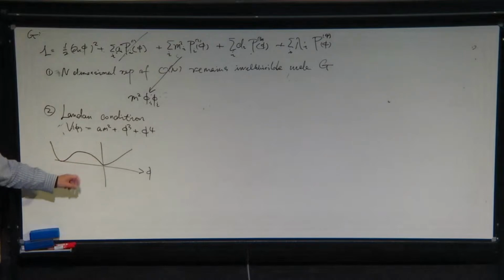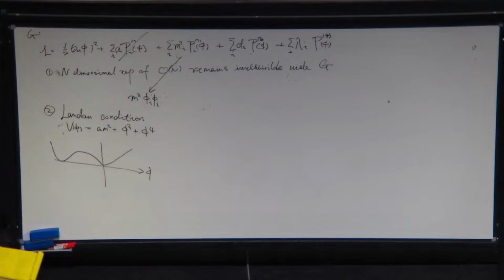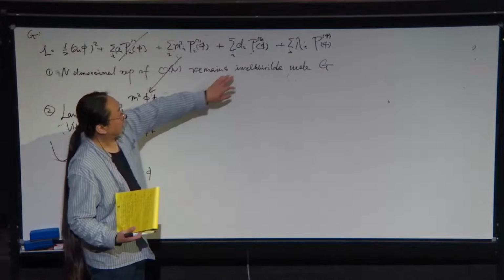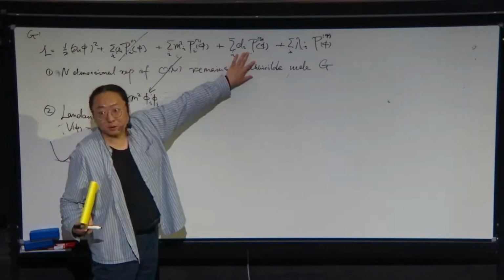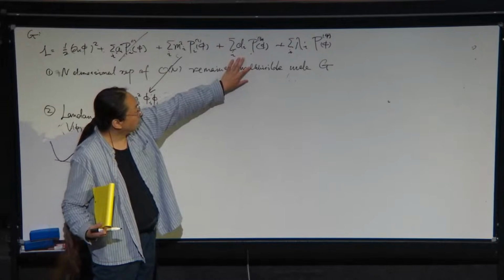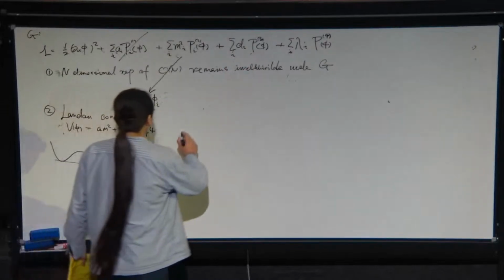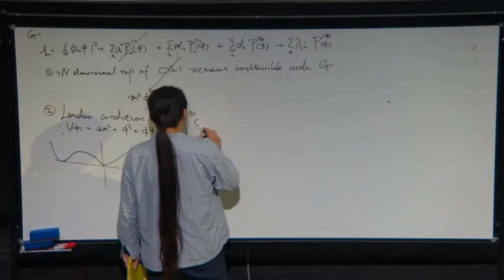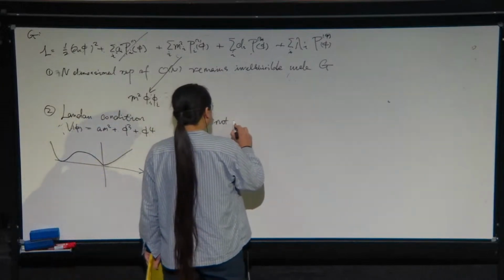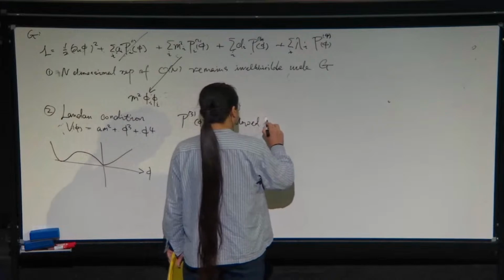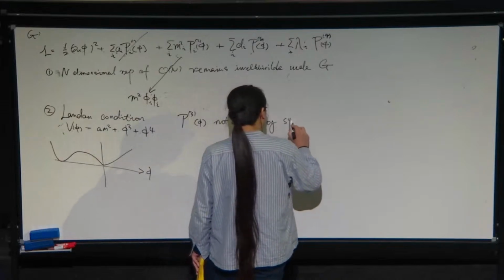So if you remember your statistical physics course, this means that there could be coexistence of two phases, right? One in here, one in here. And this would mean the phase transition is first order. And we don't want this. We want a second order phase transition. In other words, we want this term to be automatically disallowed by the group theory. That's the condition: not allowed by symmetry.